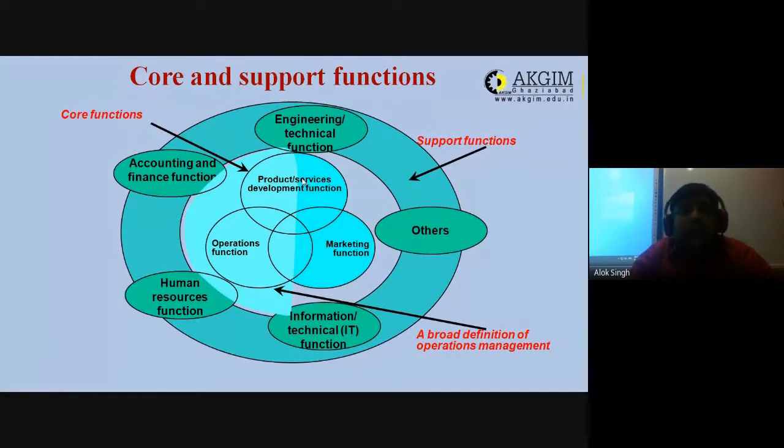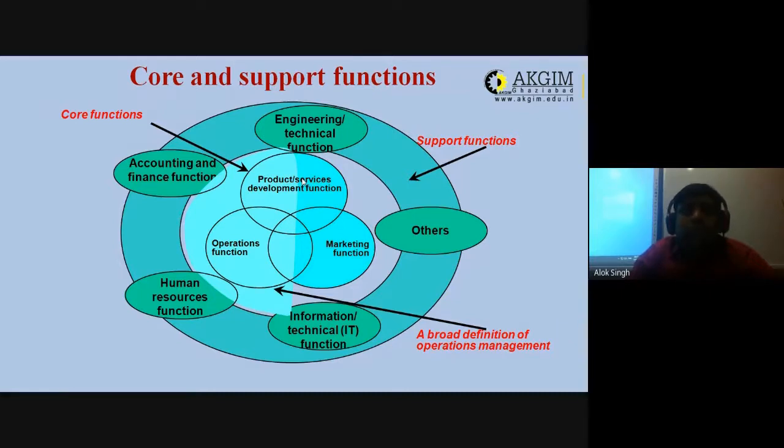Next is IT. IT is an integral part of an organization basically. So this is also a support function. Without IT support, you can't communicate properly. You can't communicate effectively, you can't streamline your communication. Real-time communication, real-time information flow.